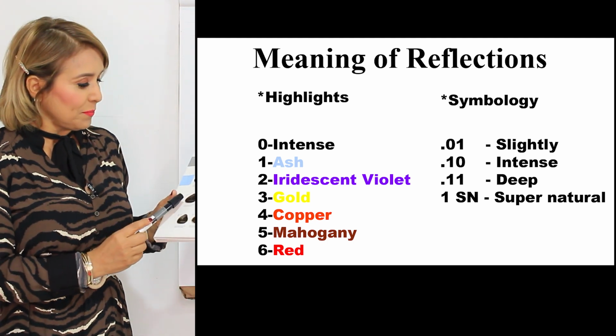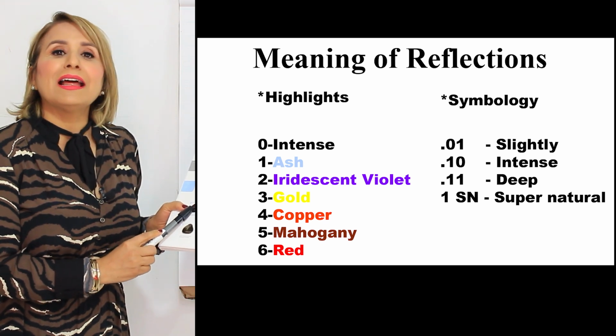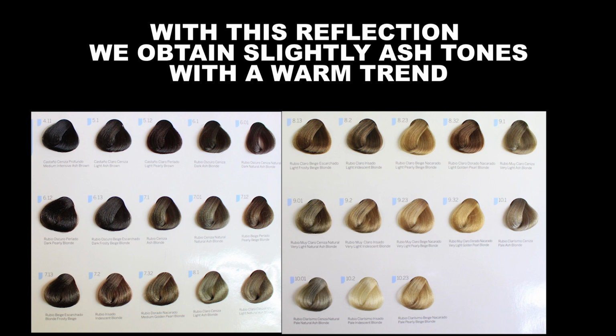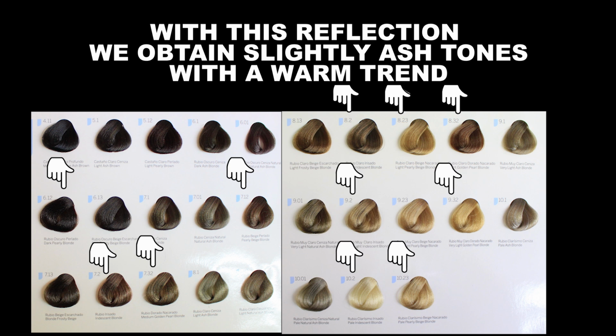The 0.2 starts from the natural level 6. If you observe here, we have it: 6.12, 7.12, 7.2, 7.32, 7.27, 0.32, approximately.